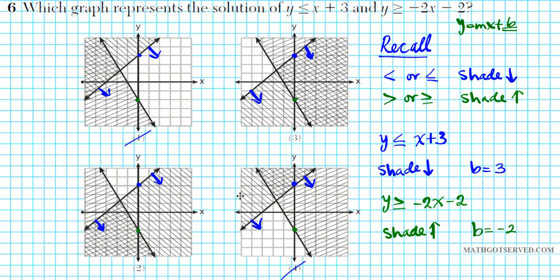Focusing just on options 2 and 3, we're looking for the one where the direction of the shading of the line with the y-intercept of negative 2 is upwards. If you look at this line right here, the direction of the shading should be upwards. But is that what is shaded here? The answer is no. We eliminate option 2. Look at option 3. Direction of the shading for the line with the y-intercept of negative 2 is upward here. Perfect. This is exactly what we want.